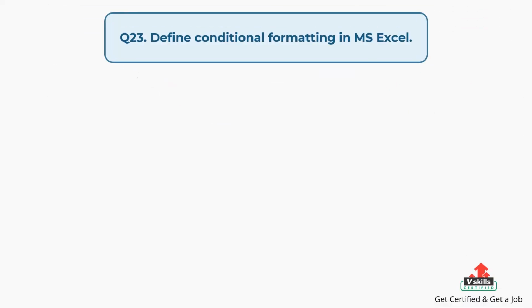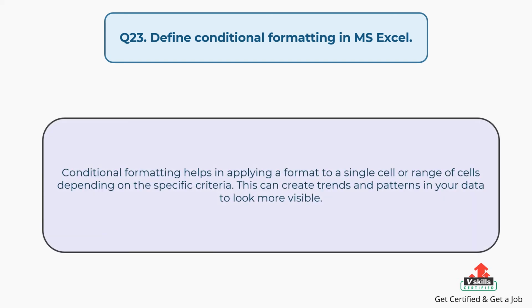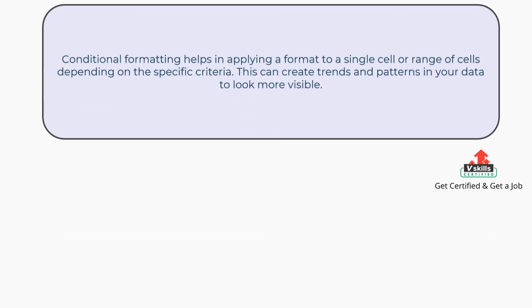Question number 23. Define conditional formatting in MS Excel. The answer is: conditional formatting helps in applying a format to a single cell or range of cells depending on the specific criteria. This can create trends and patterns in your data to look more visible.